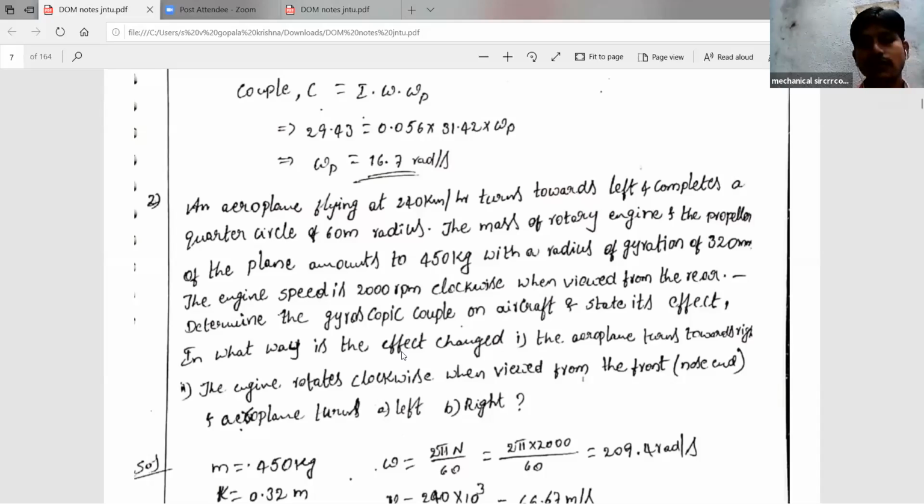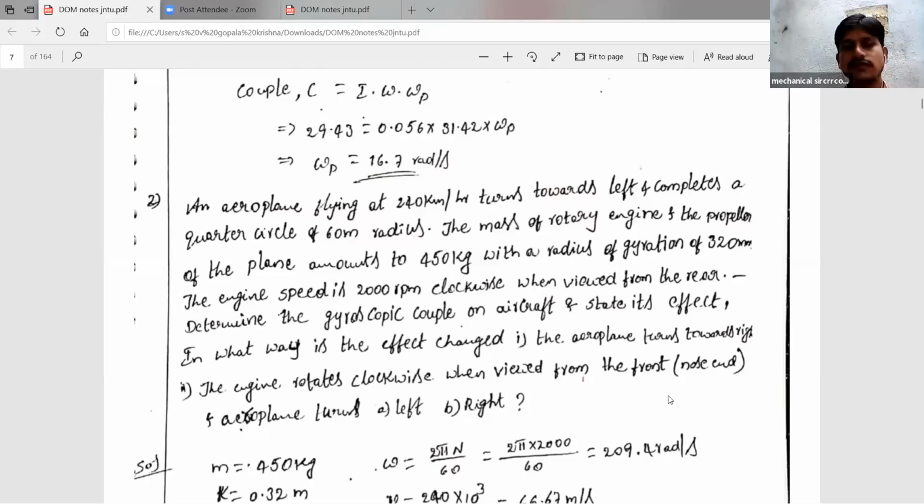Okay, and the conditions are: in what way does the effect change if the aeroplane turns toward right, or if the engine rotates clockwise when viewed from the front end, and the aeroplane turns left and right? So four conditions are there, what we discussed in the earlier derivation. Before going to state their effects, first we will solve the problem.